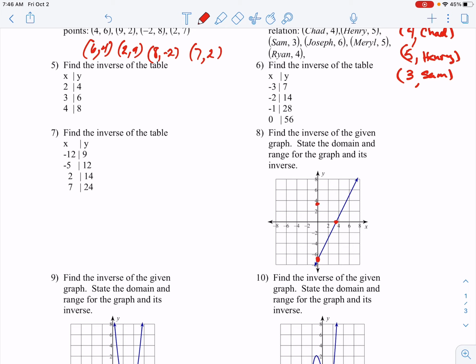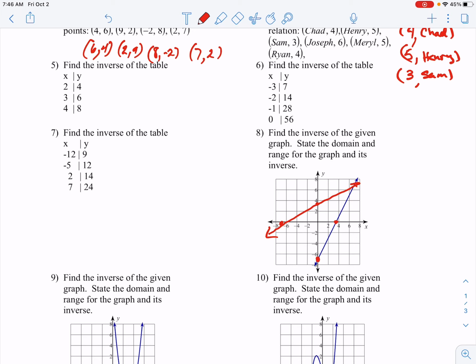0, negative 7, so negative 7, 0. Right, so the inverse of the graph is going to look something like that. Let's see, find the inverse of the given graph. So there's the inverse of it.